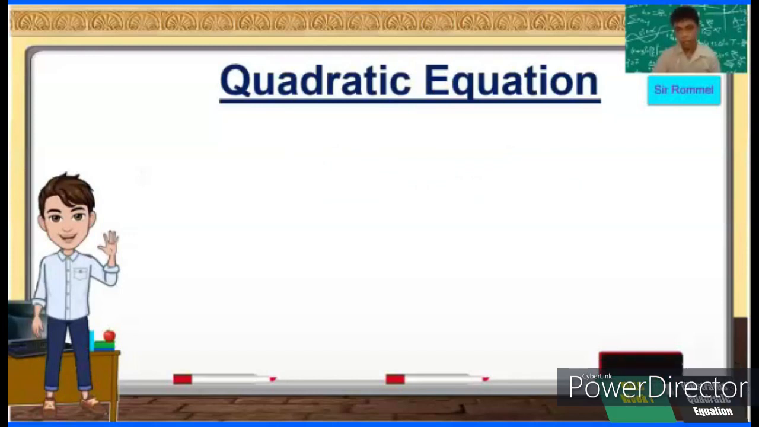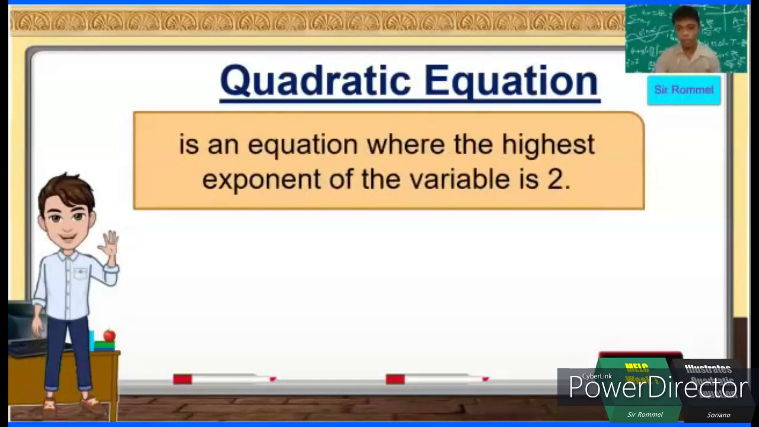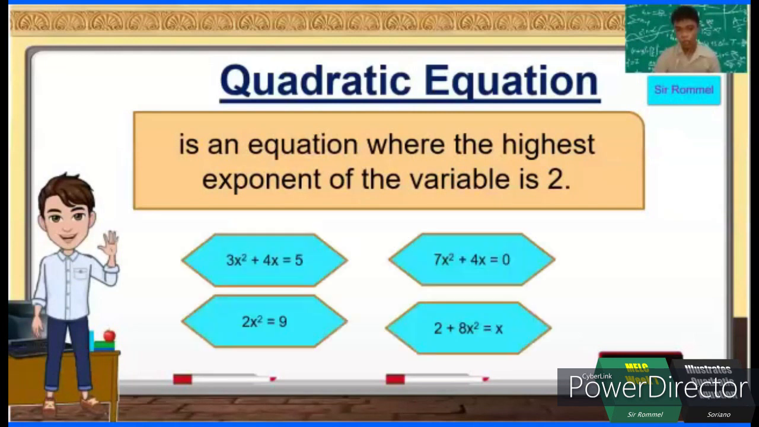So the definition of quadratic equation is an equation where the highest exponent of the variable is 2. So for example, we have here four equations. Kung mapapansin nyo, ang bawat exponent ng variable x ay 2. Pinakamataas ay 2. So, these are all quadratic equations.